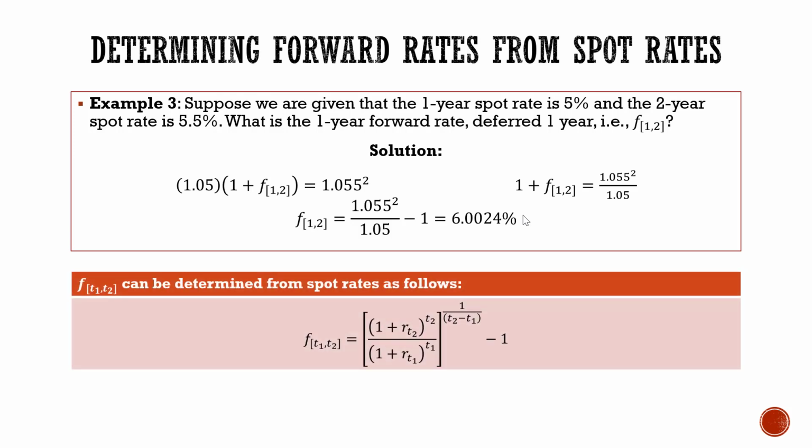In general, F_{T1,T2} can be determined from spot rates as follows. F_{T1,T2} is (1 + R_{T2}) to the T2 over (1 + R_{T1}) to the T1, the whole thing to the power of 1 over (T2 minus T1), and then subtract the whole thing by 1.